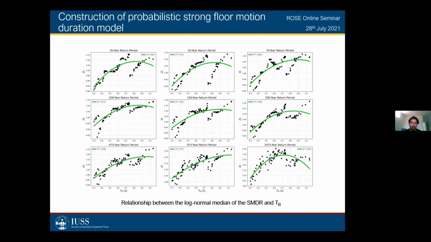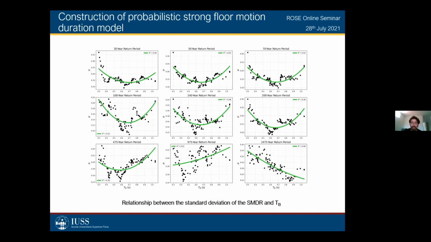By doing this, we can build a regression model to be able to predict these parameters for future use. So that's what has been done in here. And the same was done for the standard deviation of the data, because I'm going to talk about that later on. In here we have the standard deviation in the vertical axis, and the fundamental period in the horizontal axis. And we again built regression models in order to fit the data.